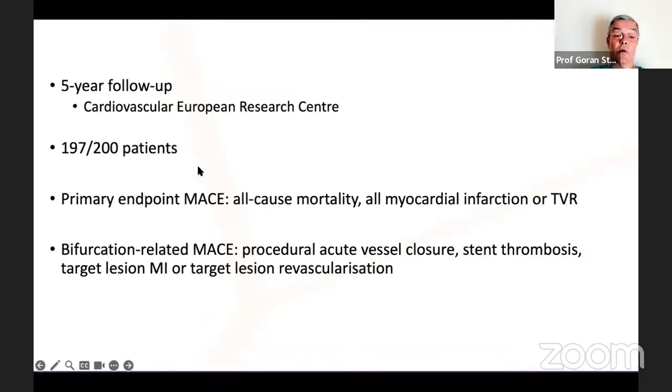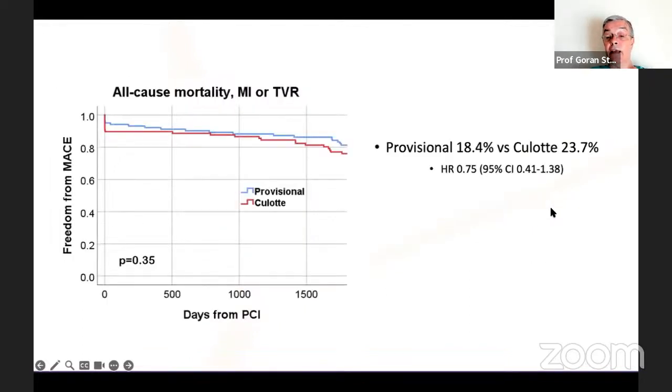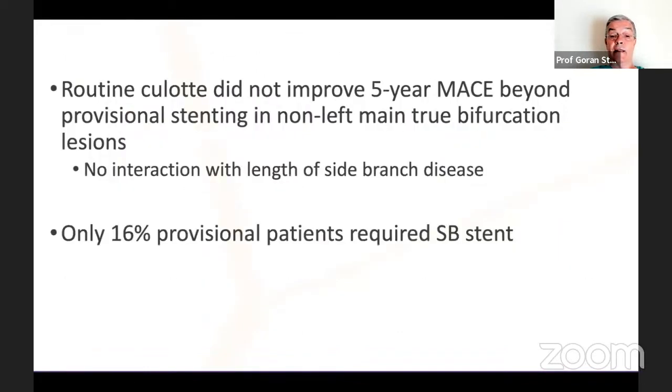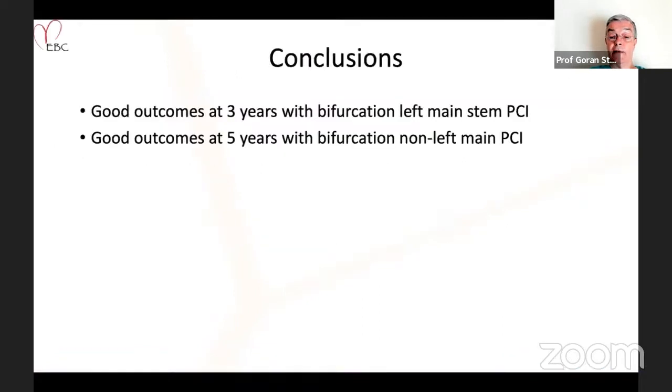And this is 5-year follow-up, primary endpoint, all-cause mortality, all MI and TVR. And we see again at 5 years, no difference between provisional versus culotte. And even if we stratify the length of disease of the side branch less than 10 versus more than 10, P for interaction is 0.34. So no different outcome if we stratify by the length. So routine culotte did not improve 5-year MACE beyond provisional in non-left main true bifurcations, and there is no interaction with the length of the side branch. Again, only 16% of provisional required second stent.